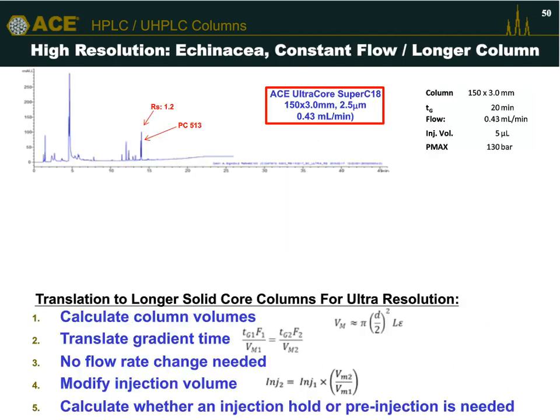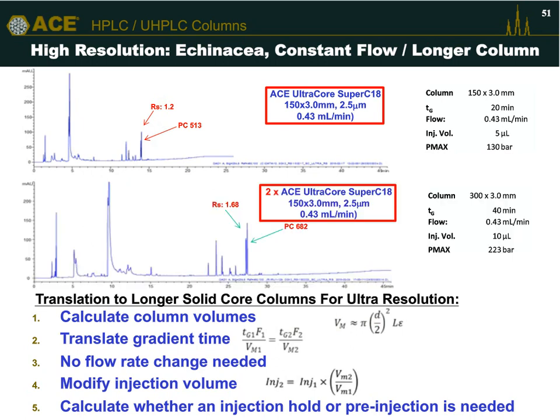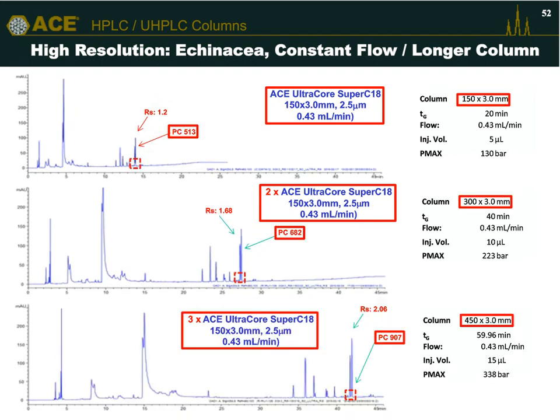And here we have an echinacea sample, which is a natural product, and we can see here that we've got an ultra-core column, 150 by 3 millimeters. Now we can use our 5 translation steps, and what we can actually do is add another column to the separation. So we increase the bed length. This will give us more resolution and also hopefully increase our peak capacity, which it does, as we can see on the slide. That's 2 columns daisy chained together to give high resolution, and then we can take it to 3 columns to give us peak capacity of over 900.